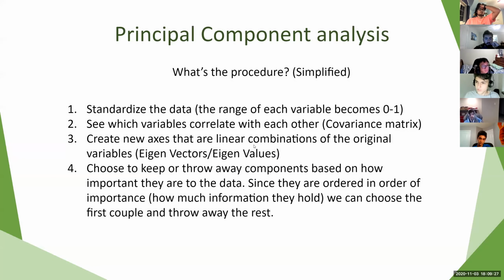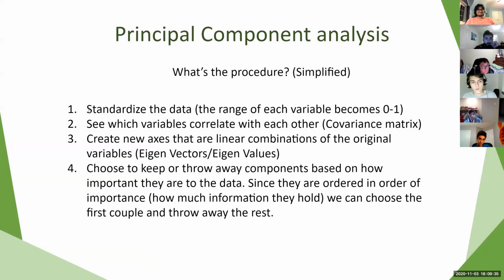Okay, so what's the procedure for a principal component analysis? How do you do it? Well, first you standardize the data. So we make the range of the data from 0 to 1. Then we see which variables correlate with each other the most. This is for an n-dimensional data set, not just 2 dimensions. Which variables correlate with each other the most? Is it stars and review count, or is it longitude and latitude? What is it, you know?